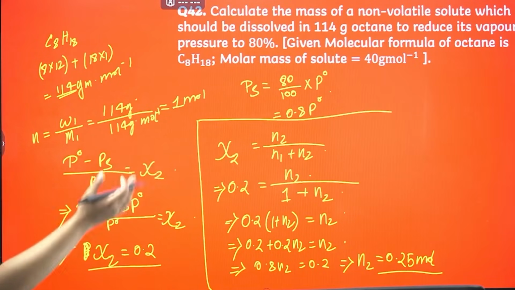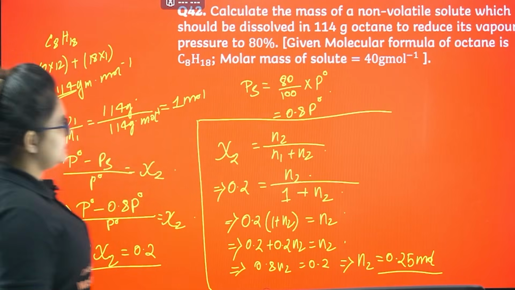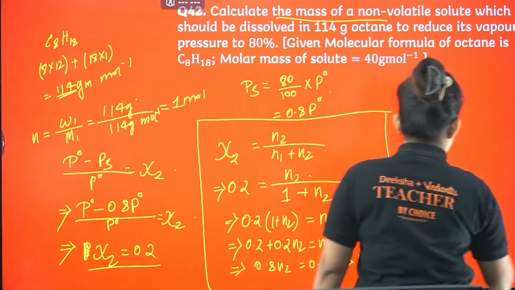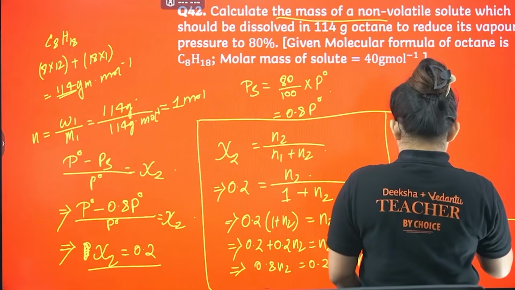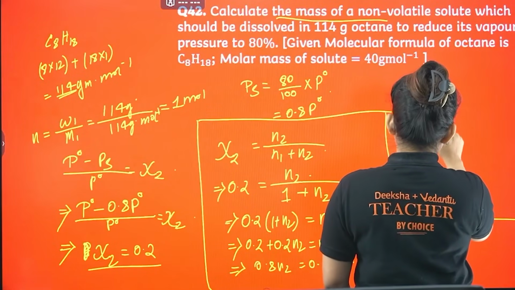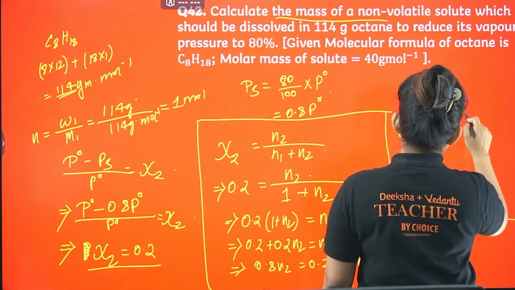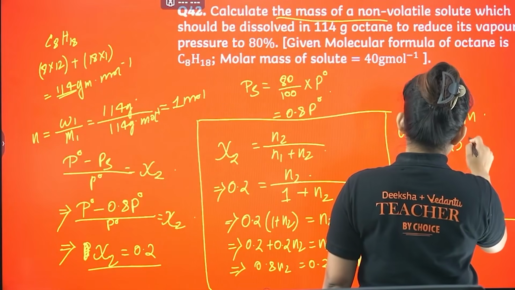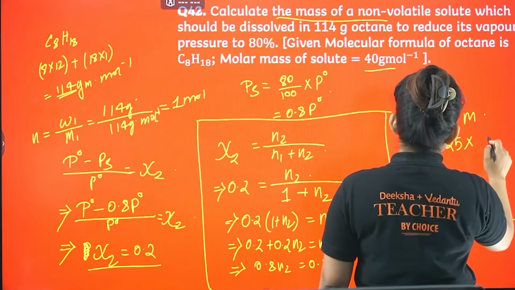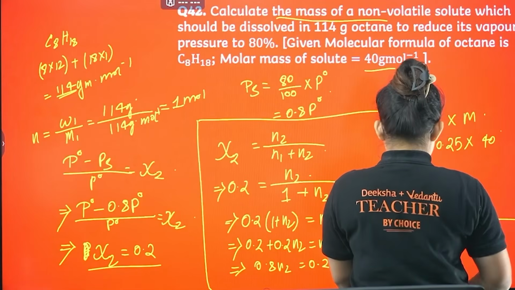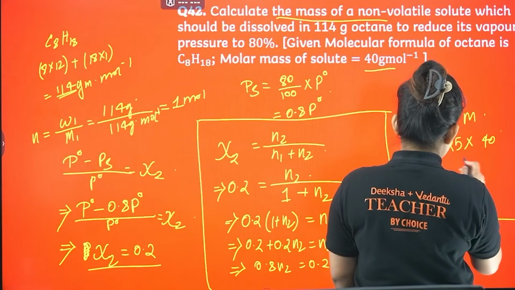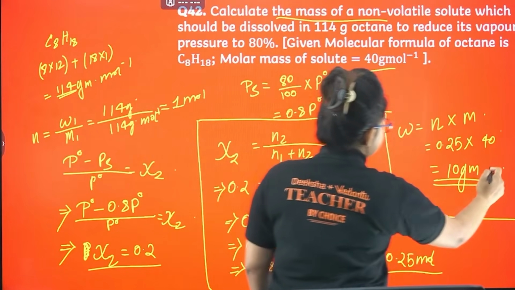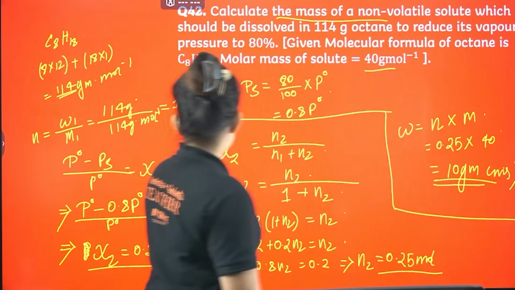Now easily we can get the weight, right? Mass we have to find out, right? So weight, how should I find out? That is weight equals to number of moles into molecular weight, right? Number of moles is how much? 0.25 into molecular weight is given as 40. So if you just calculate, it will come up to be something like 10 gram. That is the answer. I guess you understood.